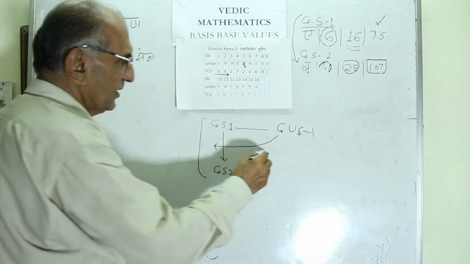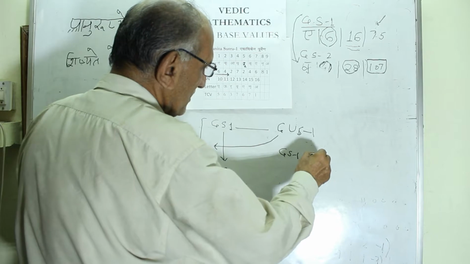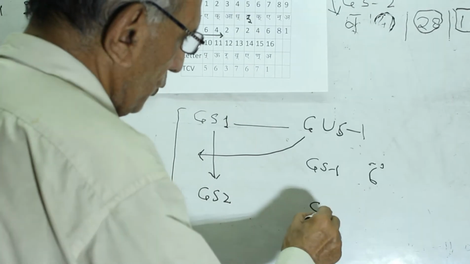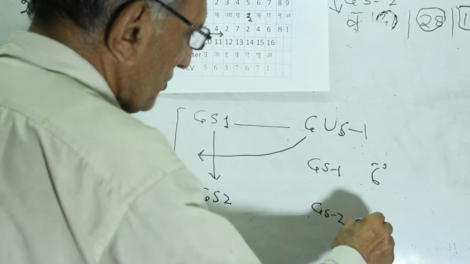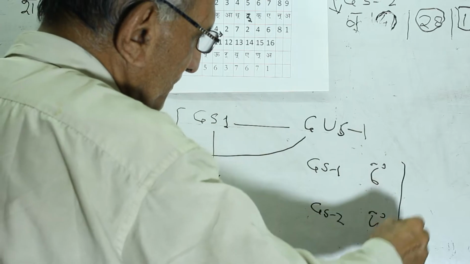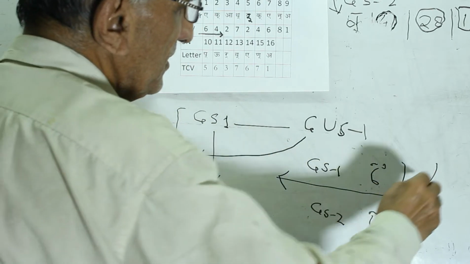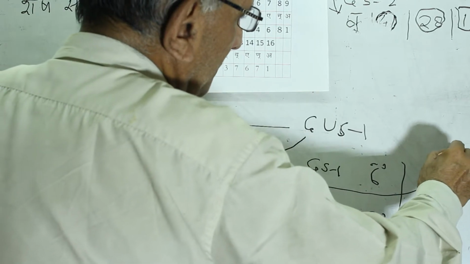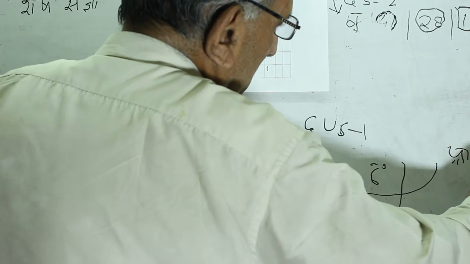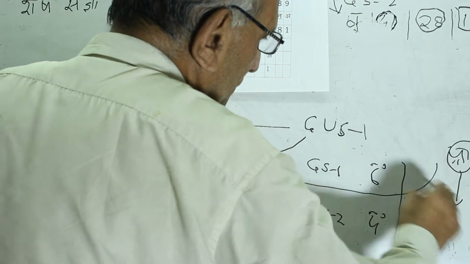Ganita Sutra 1 with structural key 6, Ganita Sutra 2 with structural key 4, will be bridged. This gap is going to be bridged by Anurupyena, the Ganita Upasutra 1 with its first letter being of value 2.